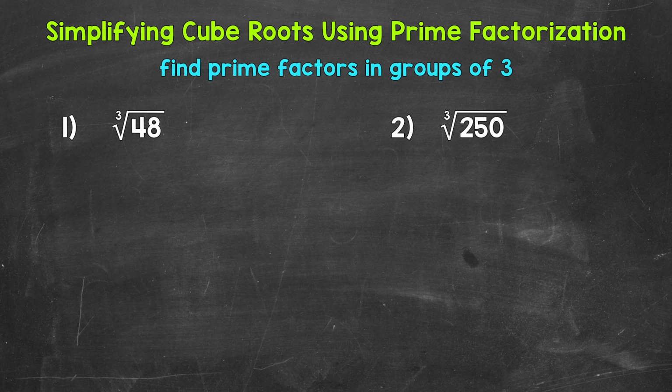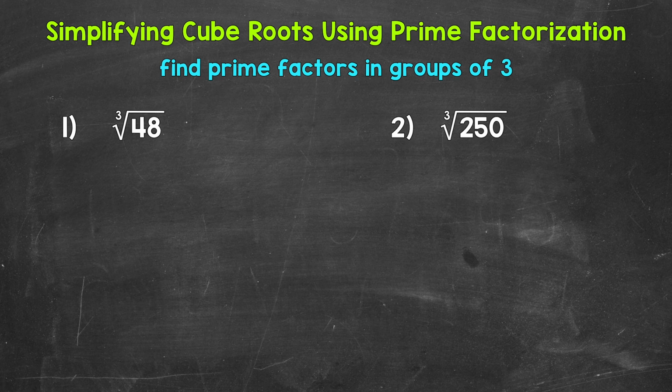In this video, I'm going to cover how to simplify cube roots using prime factorization. Let's jump into number 1, where we have the cube root of 48. Now, 48 is not a perfect cube, so we're not going to get a nice clean-cut whole number for our answer. But we can simplify this cube root. We can break it down, so to speak. We're going to do this by using the prime factorization of 48 to pull out any cube roots of perfect cubes. So let's start with the prime factorization of 48.